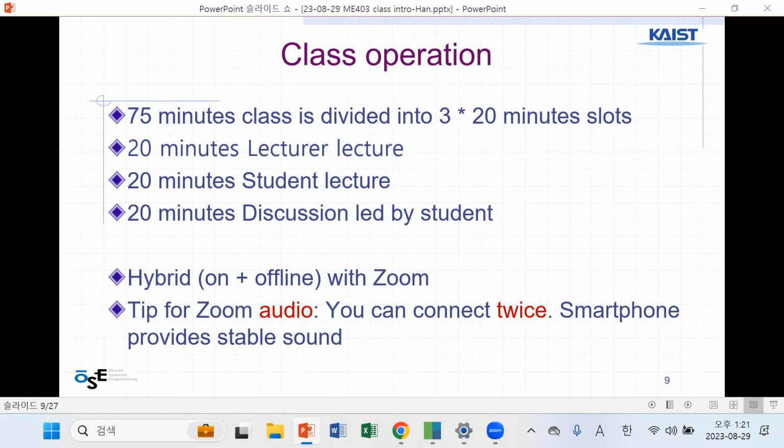Zoom audio, you know better than me, but I usually link through the smartphone because the smartphone provides me better sound than the notebook.